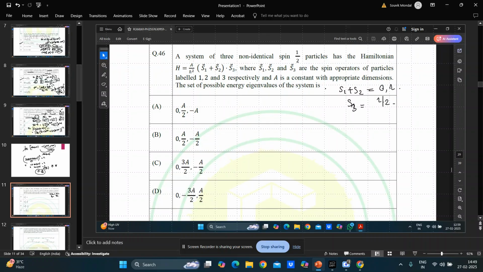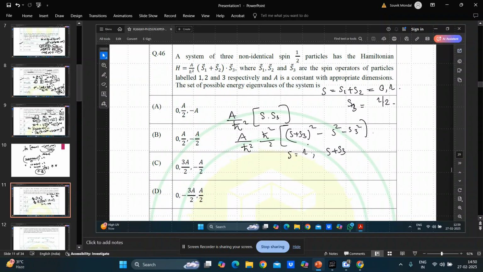If you call s equal to s1 plus s2, then your Hamiltonian is A h cut square s dot s3, right? And what is s dot s3? It is A h cut square by 2 into (s plus s3) whole square minus s square minus s3 square. Now let's say s is equal to 1. What are the possible values of s plus s3? They are 1 minus half, which is half, and 1 plus half, which is 3 by 2. These two values are possible.